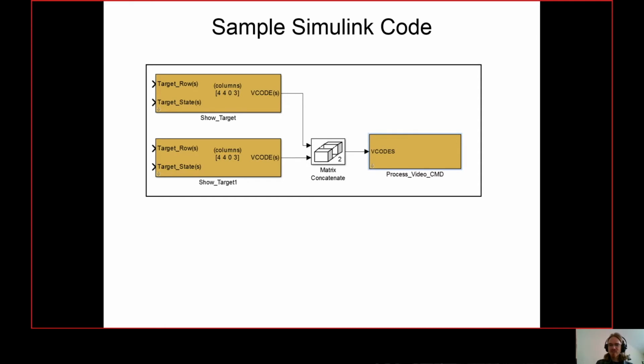Now, having said that, the show target blocks will create a V code. Based on information that's in the target table, you tell it, I would like to show this target out of the target table, say target 1, that'll be the first row, and the block itself will go into the target table and pull out the information that's required to create your red circle that's 1 centimeter in radius. And again, we'll be going through exactly how that works.